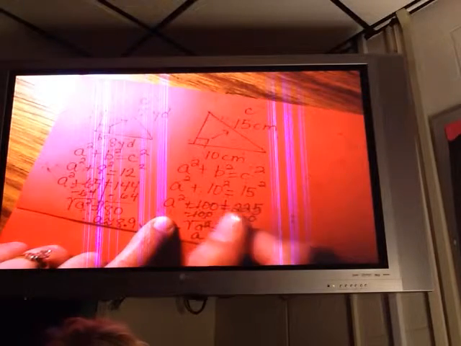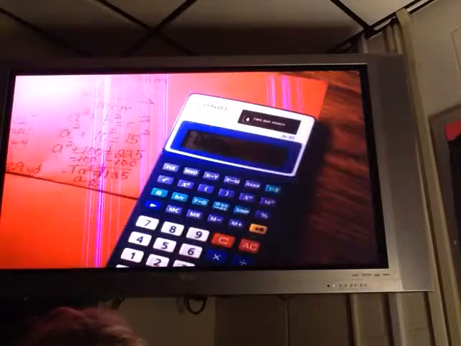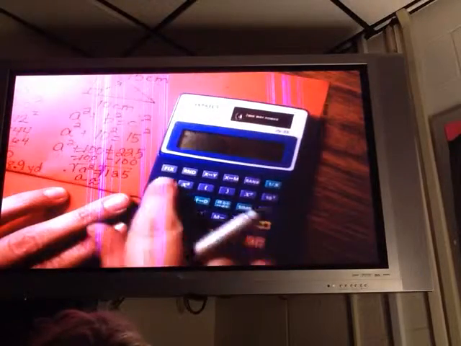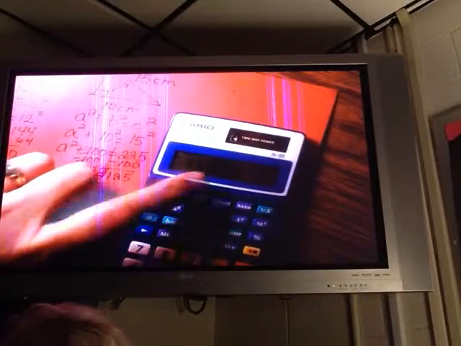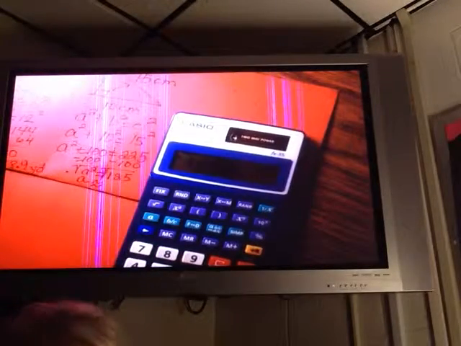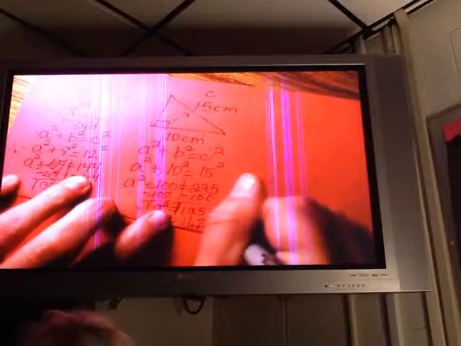So leg A. 11.2. Okay, I agree with you. Let me show it real quick. Taking the square root of 125. 11.18, so we would round that to 11.2. And what unit is that measured in? Centimeters. It is centimeters because that's what it said up here.